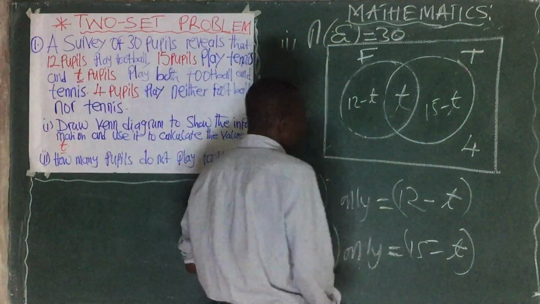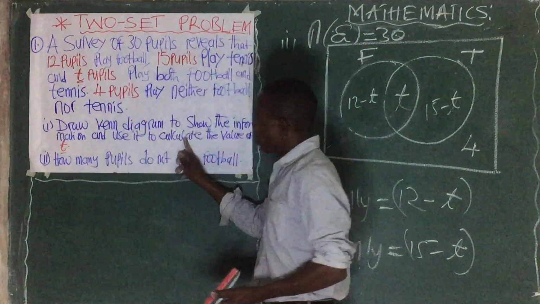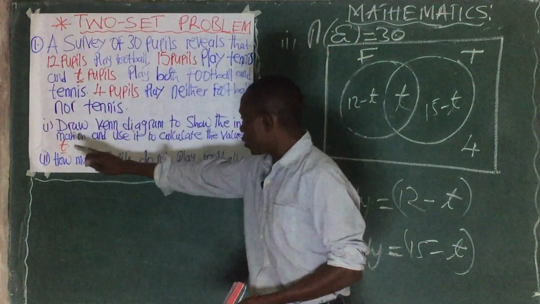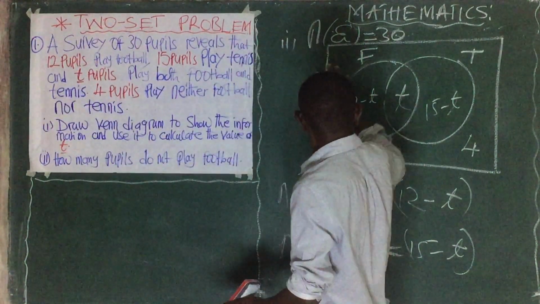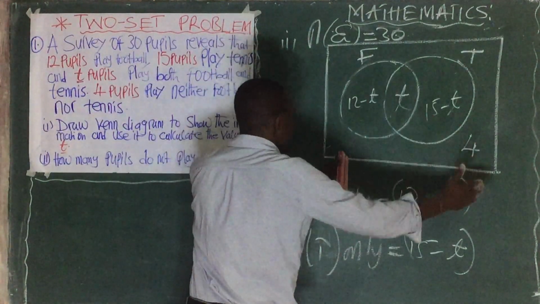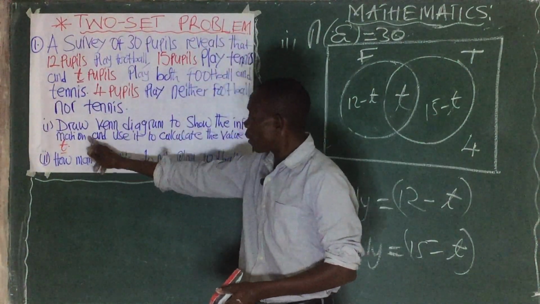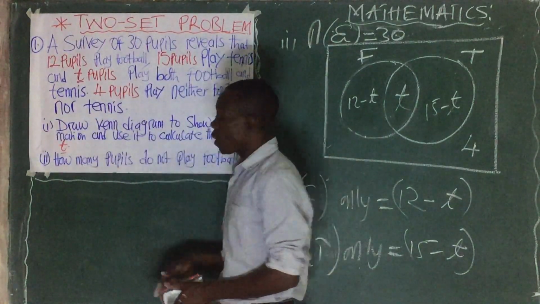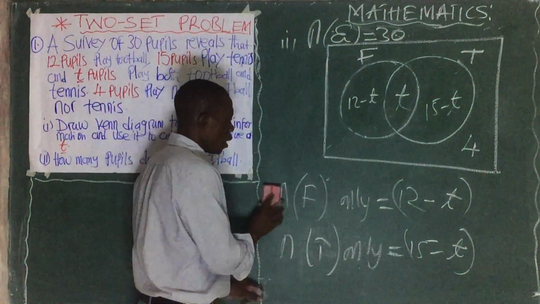Right. So can we now quickly find the value of t? By the instructions of the question, they say, use it to calculate the value of t. So we have a Venn diagram, which is this one here. We have drawn it. Now they say, use it to calculate the value of t. So now let us find the value of t.